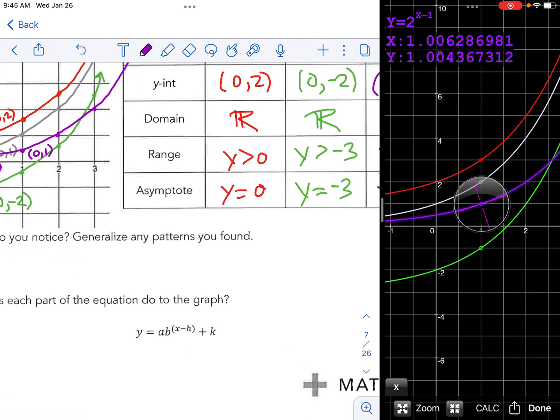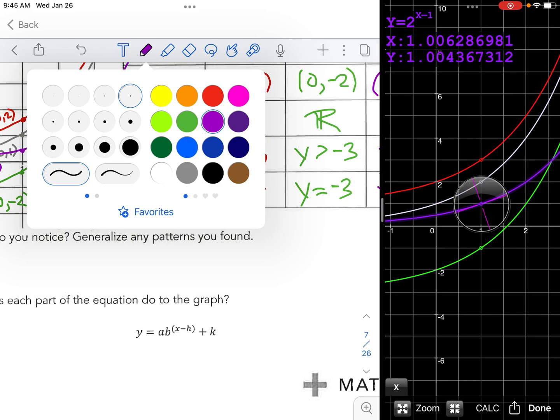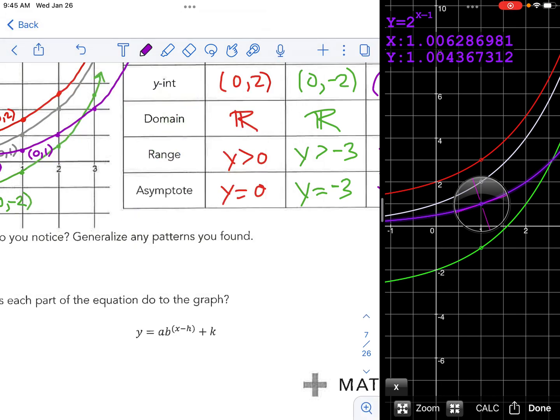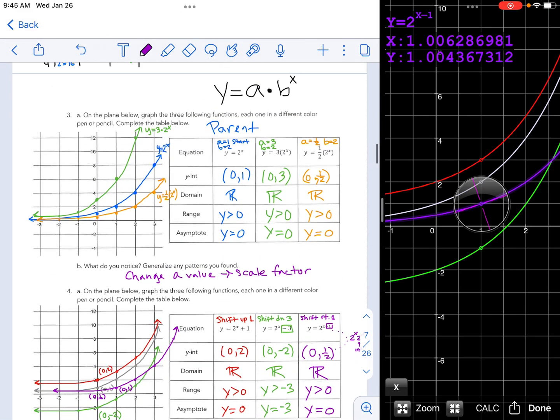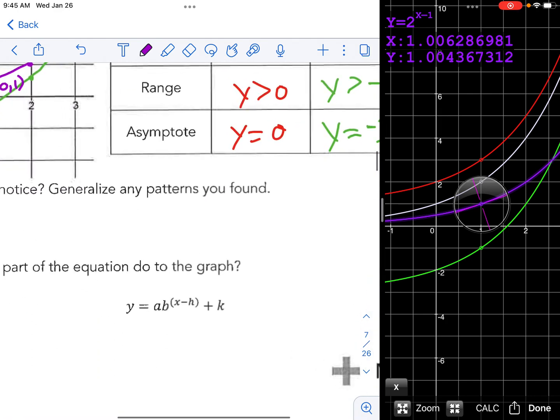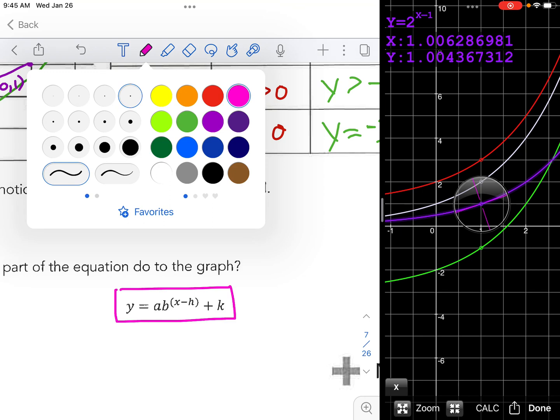So in general, what we're looking at, and this is kind of the meat and potatoes here, is that we can write a general function. Let me use a different color. Pink, I guess. So we are generalizing, and these A's and B's and H's and K's should start to look familiar, right?